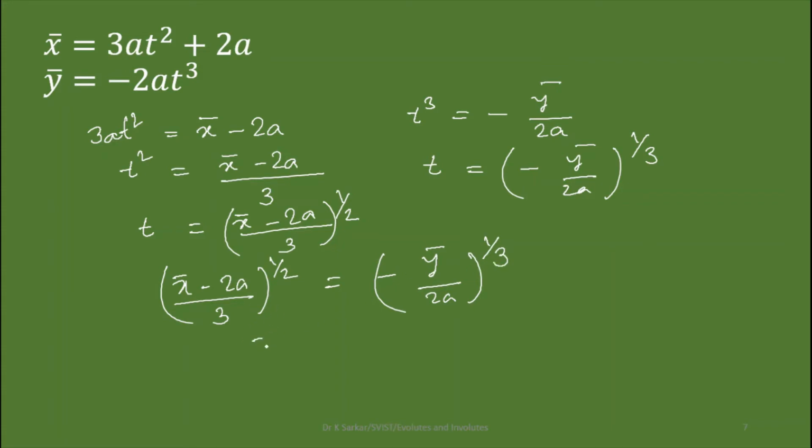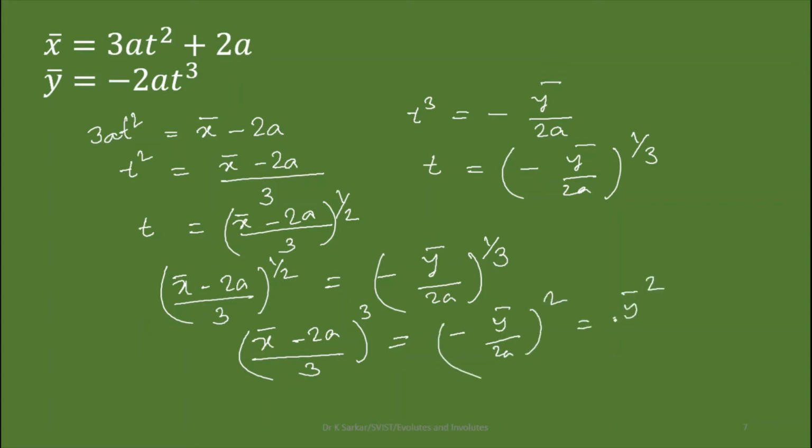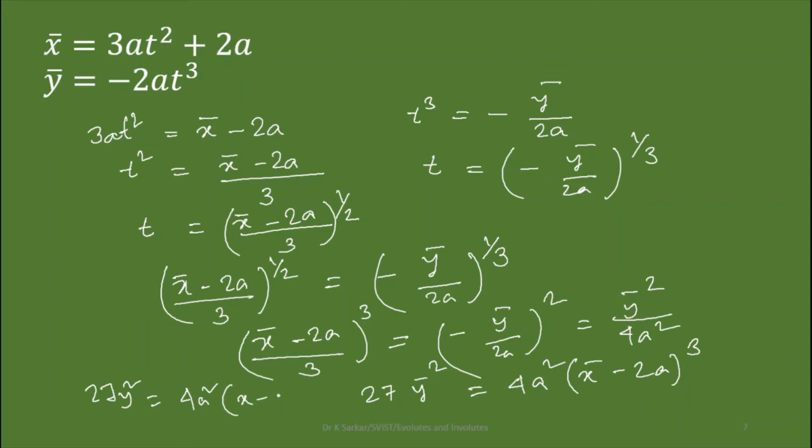Now if we take the power 6 both sides, then we will have this power 3 and minus y bar by 2a power square, which is y bar square by 4a square. So we'll have 27 y bar square equals to 4a square times x bar minus 2a whole cube. Now we can substitute x bar and y bar by x and y, then we will have 27 y square equals to 4a square into x minus 2a whole cube, which is the required evolute of the parabola y square equals to 4ax.